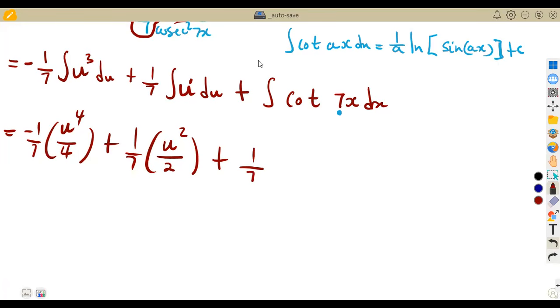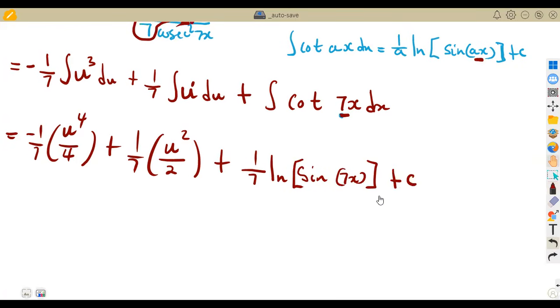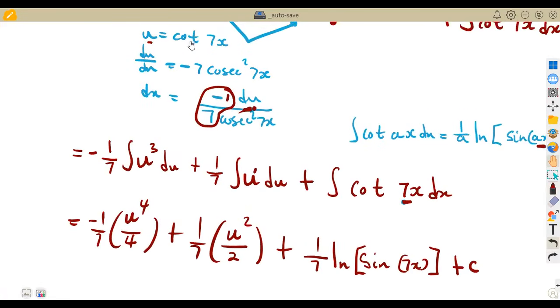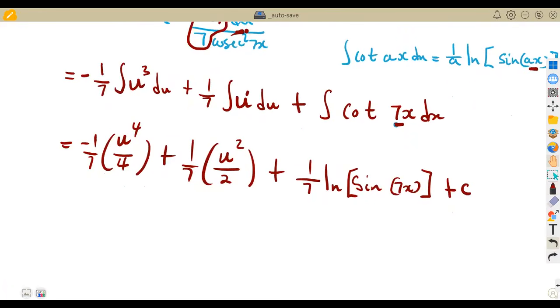The ln of what? The ln of sine ax. So this is sine ax, which is 7x, so it's sine 7x like this, plus the constant of integration. So that's it. On this part, we have to substitute u back. Remember, u is represented by cot 7x. So wherever we see a u, we see a cot 7x.